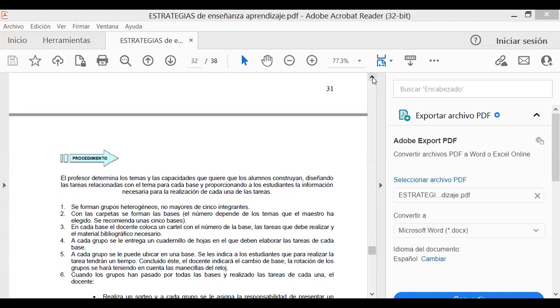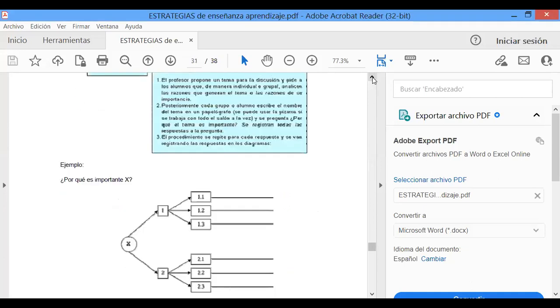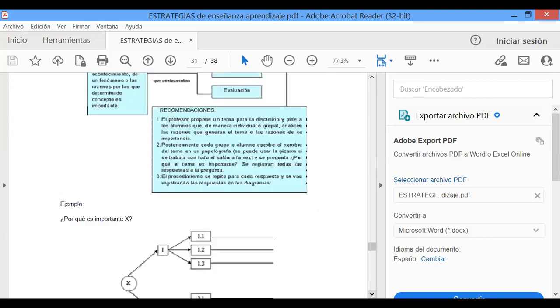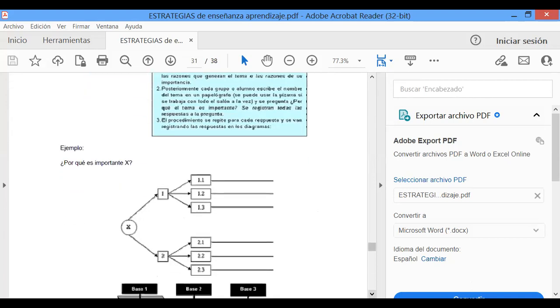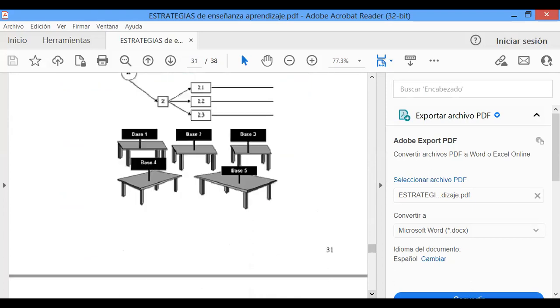an activity that is called el diagrama del por qué. Entonces, you're going to prepare for why it's important in English. You have your topic here, you have the reason, and you have the 4 ideas.